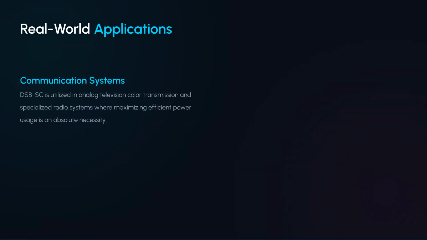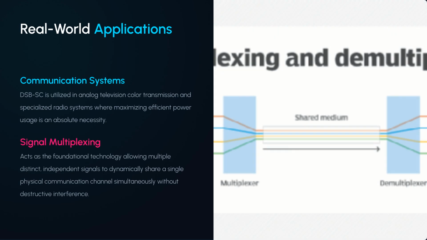DSB-SC is used in real-world communication systems, such as analog television color transmission and specialized radio systems where high power efficiency is needed. It is also a foundational technology enabling signal multiplexing, allowing multiple signals to share a single channel.